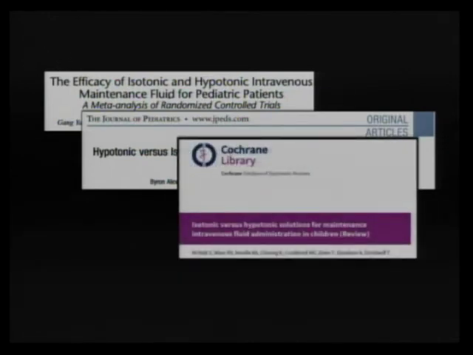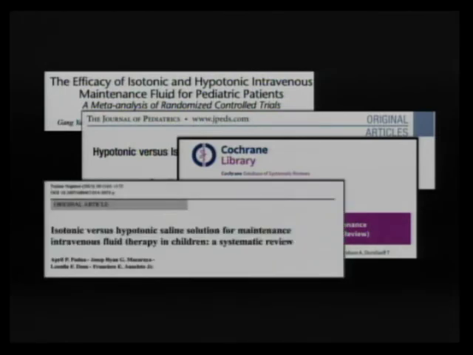This study, published in 2014 in the Cochrane Library, searched the Cochrane Registry of controlled trials, Medline, Embase, ISI Web of Science, and clinical trial registries up to June 2013. The meta-analysis included 10 studies and 1,106 patients, and found that when isotonic fluids were used, sodium levels in the body were less likely to be low.